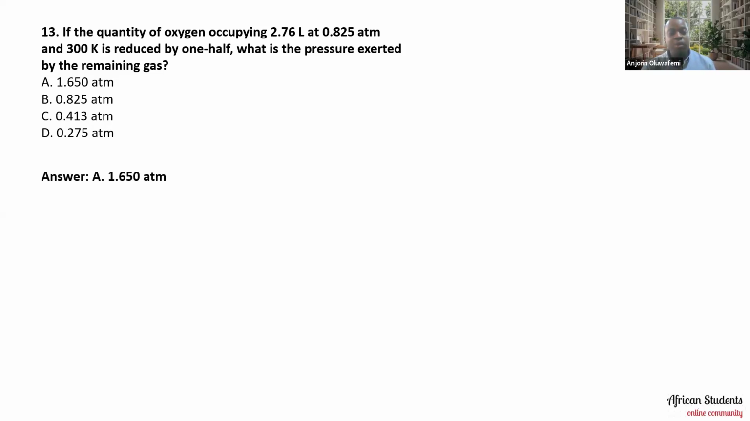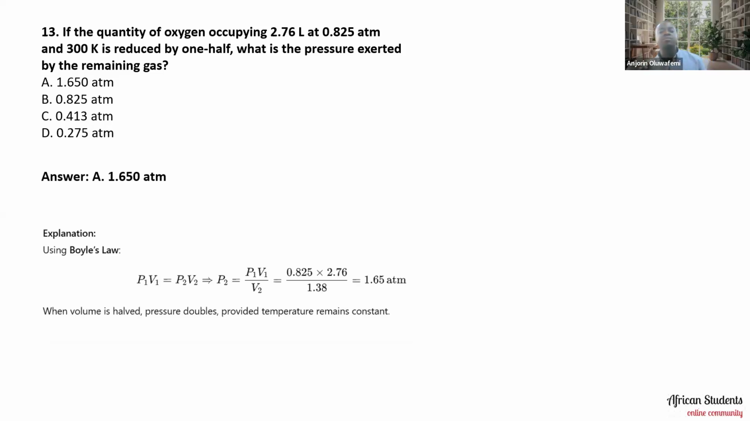The answer is 1.650. And the reason is using Boyle's law, which is P1V1 equals P2V2. In this case, our P2 is unknown, so we make P2 the subject of the formula. It will be P1 multiplied by V1 divided by V2. Now, bringing in the values as given to us in the question, our P1 is 0.825 multiplied by 2.76, then divided by 1.38. And that will give us what? 1.65 atmosphere. When volume is halved, pressure doubled, provided temperature remains what? Constant.